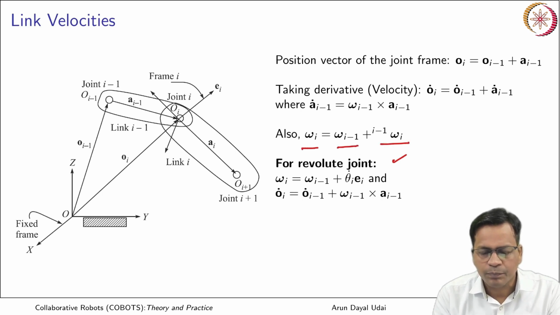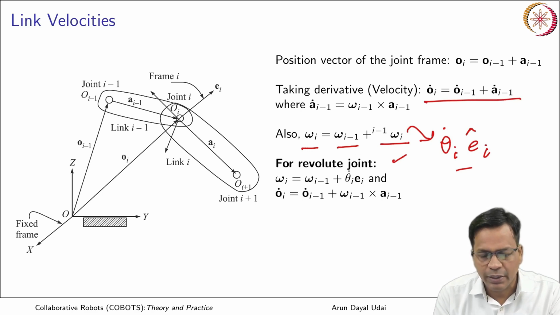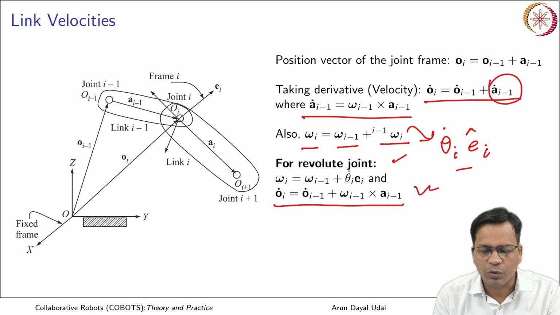So, this is the joint rate, this is the magnitude of the joint rate, and this is the direction which is along the axis of rotation. Okay. So, this is equal to this, and now this equation is written here as, I have just substituted this into this and it comes out to be this. This is for revolute joint.